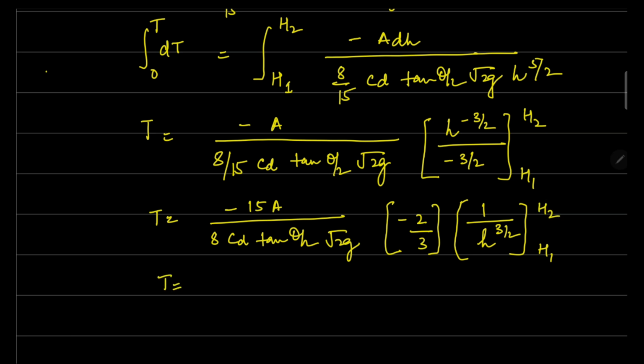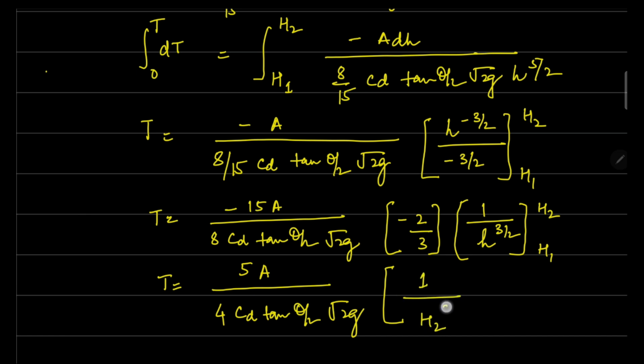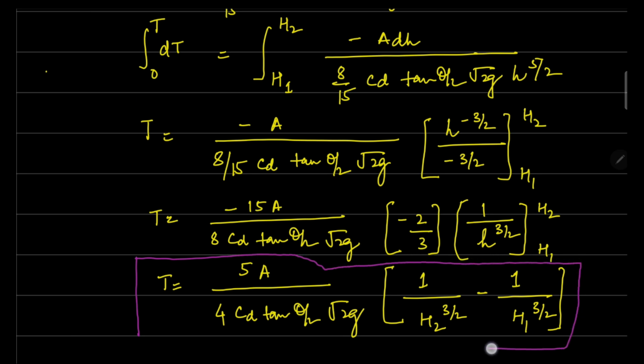And if we put the limit values, we will get 5a. After simplifying, we'll get 5a divided by 4 cd tan theta by 2 under root 2g, and then 1 divided by h2 raised to the power 3 by 2 minus 1 divided by h1 raised to the power 3 by 2. So the final equation we are getting for the triangular notch for emptying a tank is this expression.